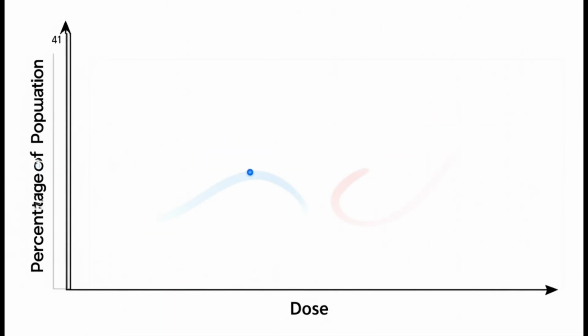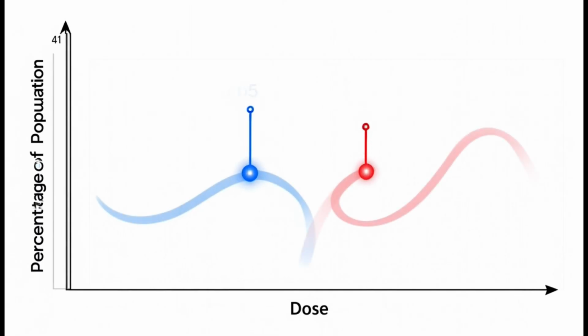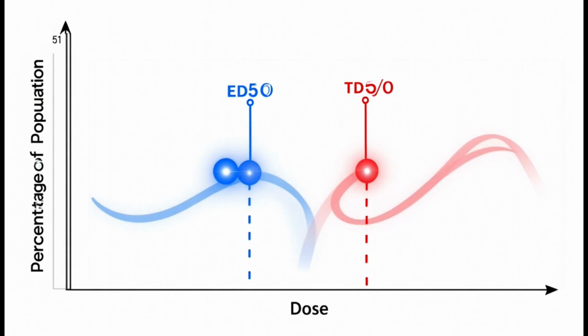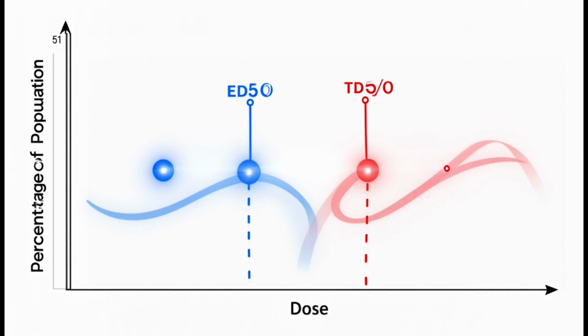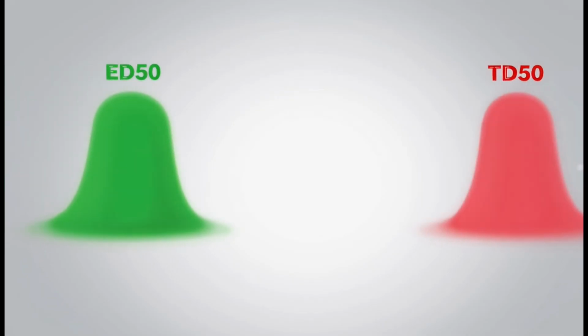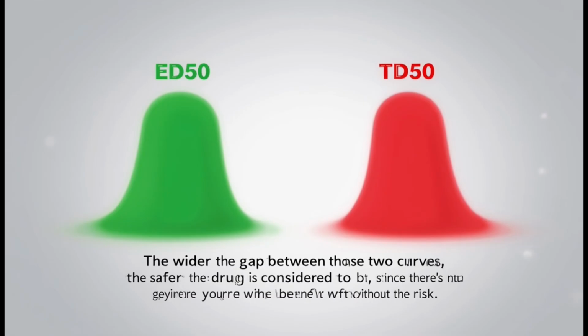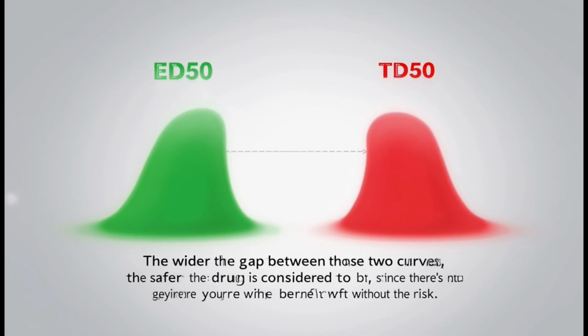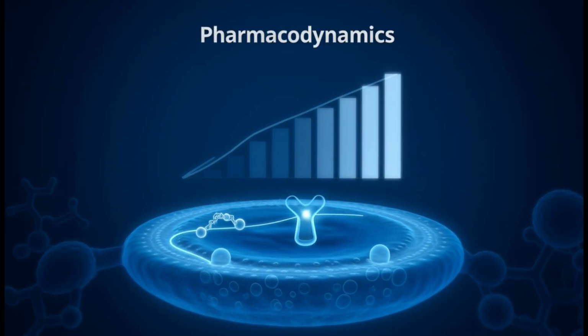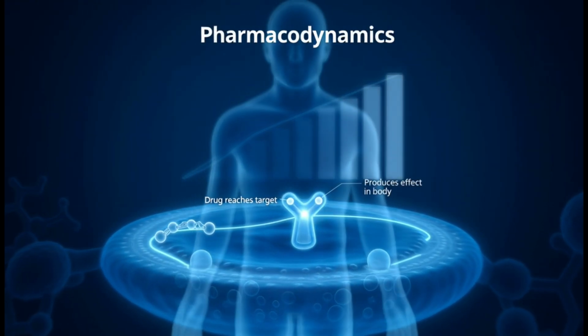If you plot both curves, one for effectiveness, one for toxicity, you can find two key values, ED50, the dose that works for half the population, and TD50, the dose that's toxic for half the population. The wider the gap between those two curves, the safer the drug is considered to be, since there's a larger window where you get the benefit without the risk. And that's pharmacodynamics, how a drug, once it reaches its target, actually produces an effect in the body.